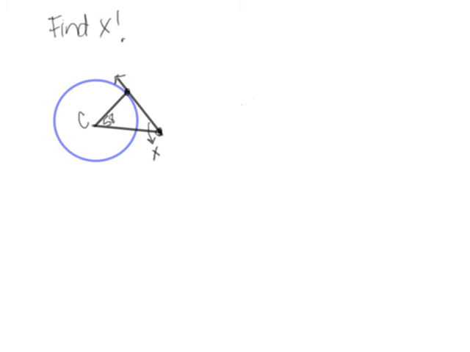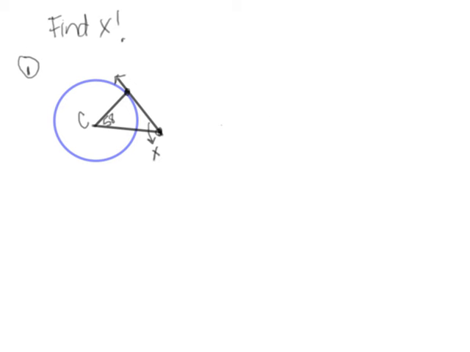Alright, so in this video we're going to practice with some examples of finding x or some measurement using the relationships that we just learned. So let's go ahead and do that. Let's look at this first example right here. I'll call this number 1.